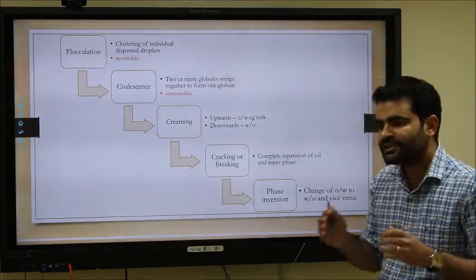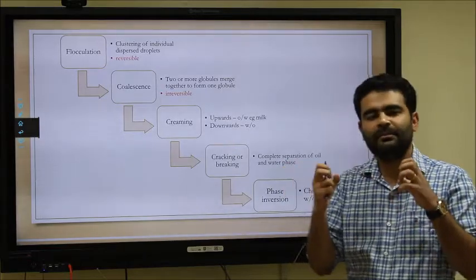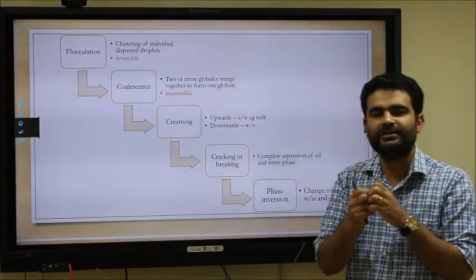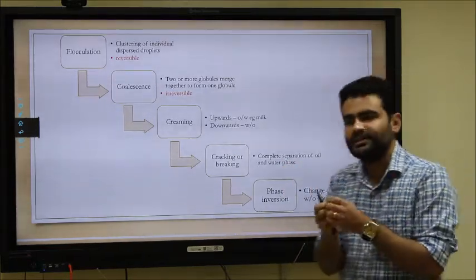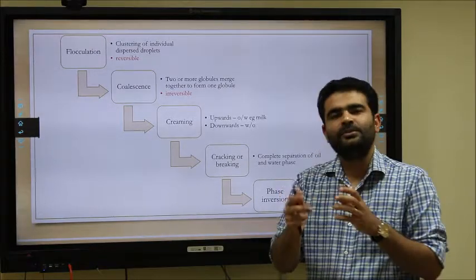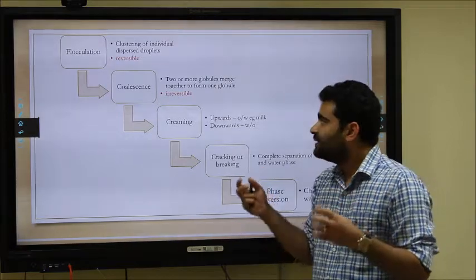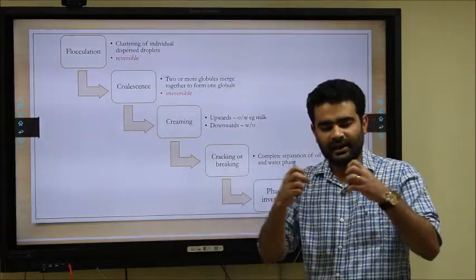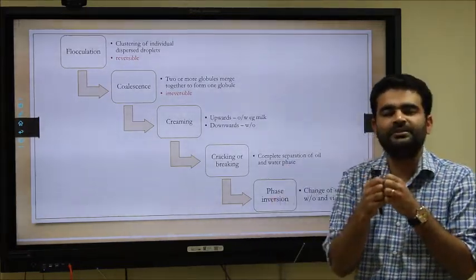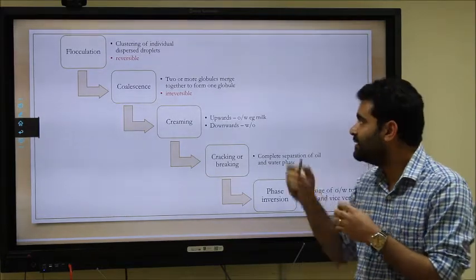Flocculation is the process of forming clusters or loose aggregates of the globules. In the emulsion, globules are homogeneously distributed in the dispersion phase. In flocculation, they form clusters due to weak forces, and it is a reversible process.